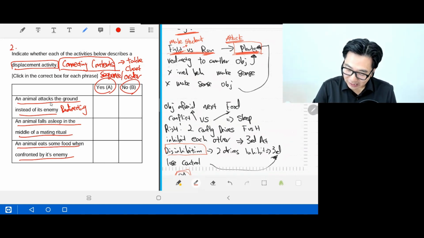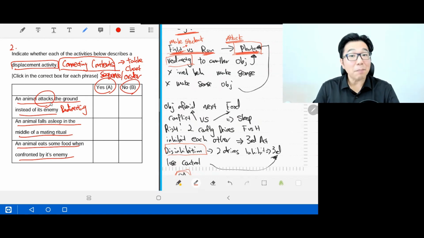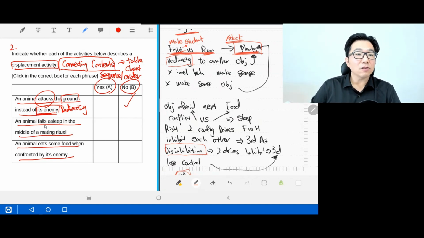So that's called redirecting. So the action is still fighting or running away, so it makes sense. But the target is wrong. The object is wrong. So this is not displacement activity. Okay. B, animal falls asleep in the middle of mating ritual.